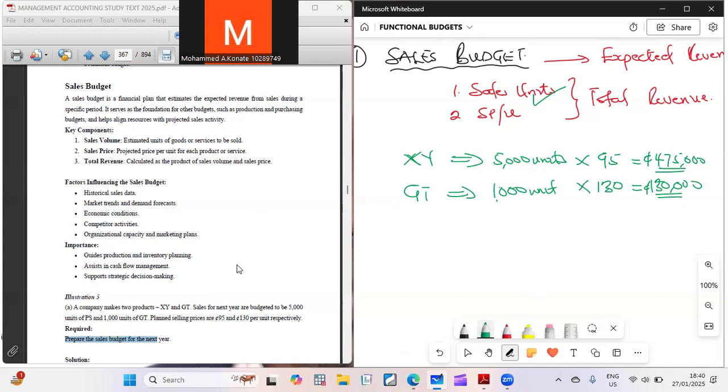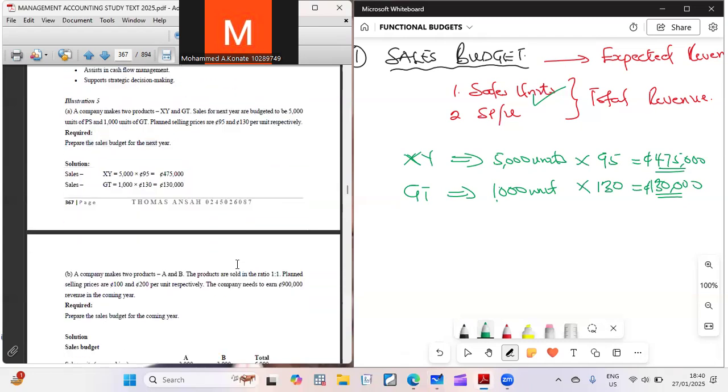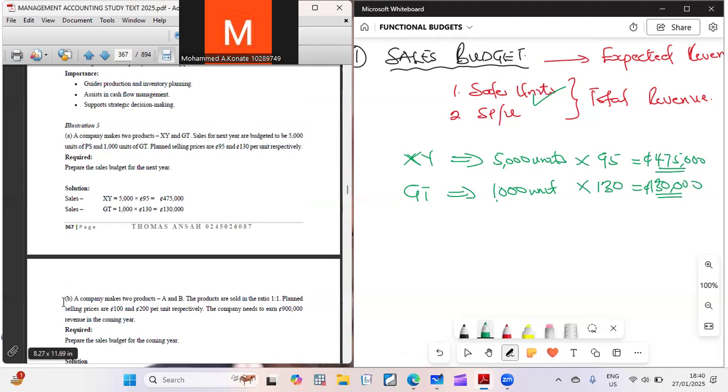So now what you are going to do is to do this question for me. The company makes products A and B, and be very quick with that. All right, let's do it together. I'll give you a question to do. A company makes two products, A and B. The products are sold in the ratio of 1:1. So it means that they are sold in the ratio of 1:1.